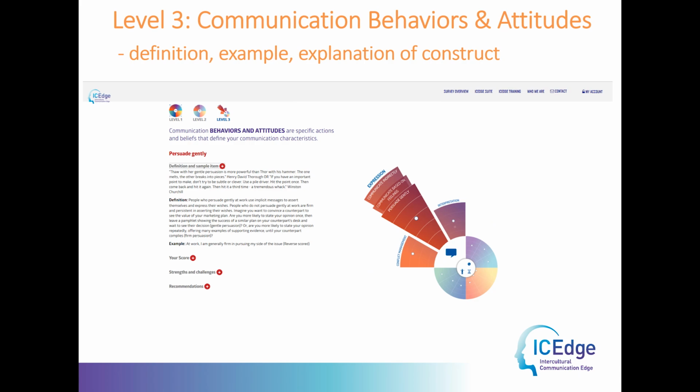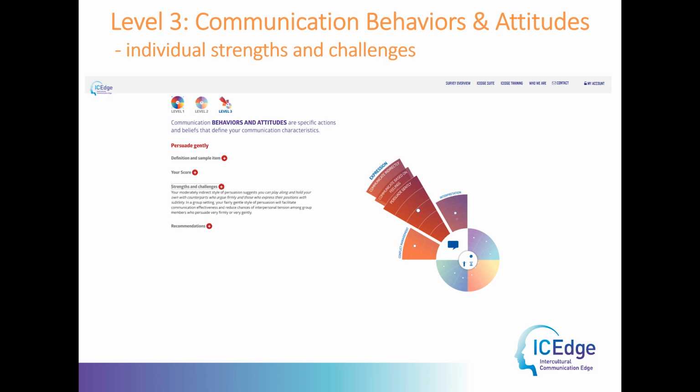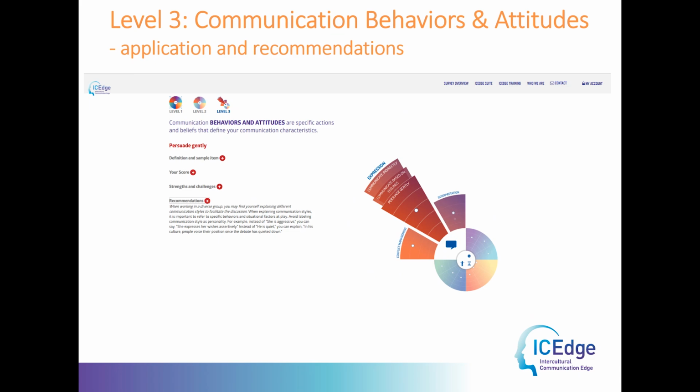By clicking on any one of those pie slices within each of the quadrants, you can go down to level 3. Level 3, as I mentioned, is the deepest level. It includes communication behaviors and attitudes. And here you can see, for example, if I had clicked on expression, 3 separate tabs pop up: persuade gently, communicate based on feelings, and communicate indirectly are the 3 subcomponents. By clicking on any one of those, I will get a definition along with a sample item from the survey and an illustrated quote.